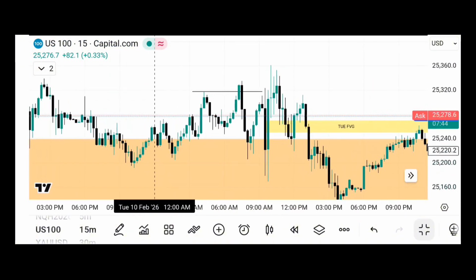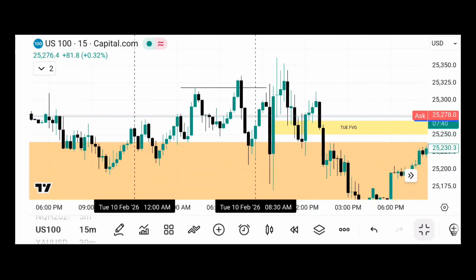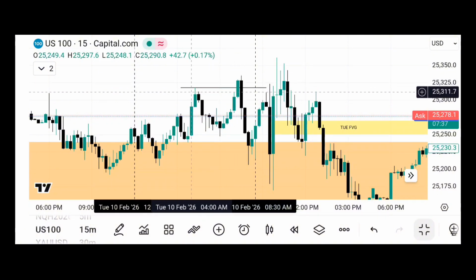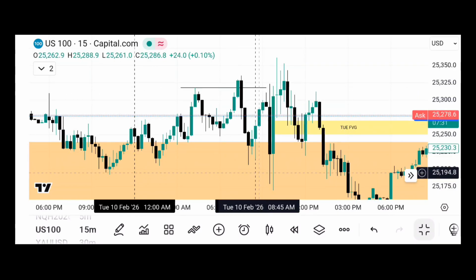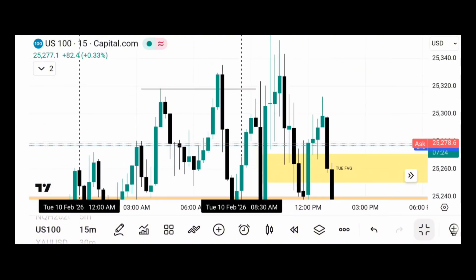So after 8:30, price started rallying up, okay. After taking out this high, you can see the displacement at which price moved down. Okay, this is a strong displacement. These three down close candles, okay, forming a fair value gap right here.